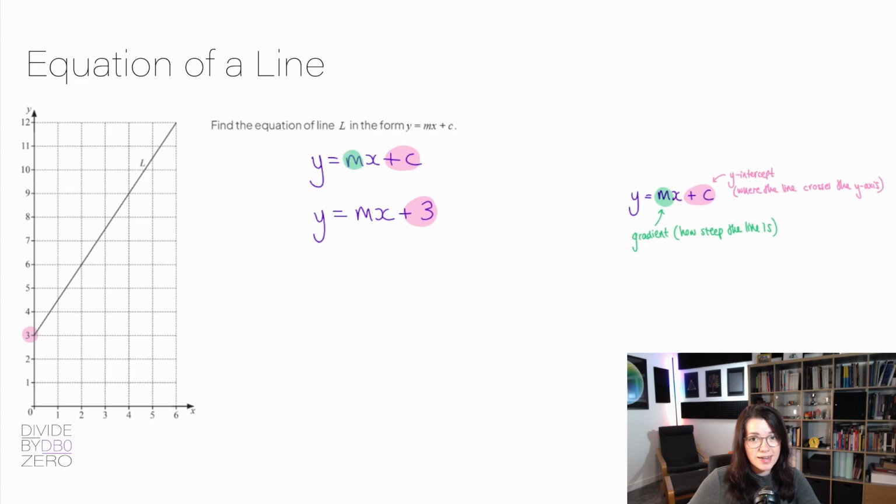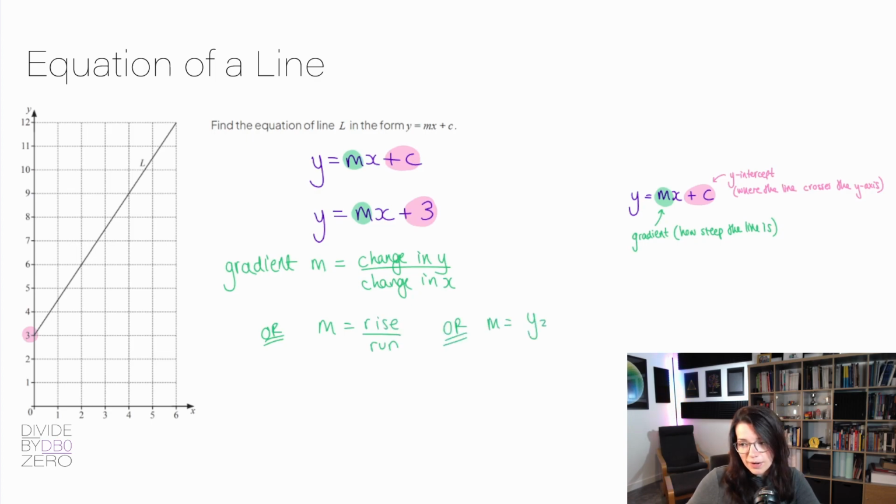Now, finding the gradient m is a little bit harder, and there's lots of different ways of doing it. So I'll mention a few ways and then I'll do the way that I prefer. Gradient m equals, one of the most popular equations to use is change in y over change in x. And that is the one that I personally use. But you might have seen it written as m equals rise over run, or even m equals y2 minus y1 over x2 minus x1. Totally depends on how your teacher has explained it. Either method would be totally fine, but I'm going to use the change in y over change in x method.